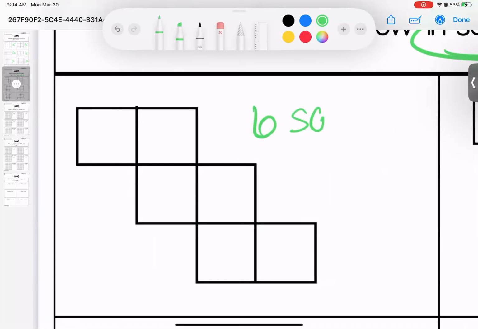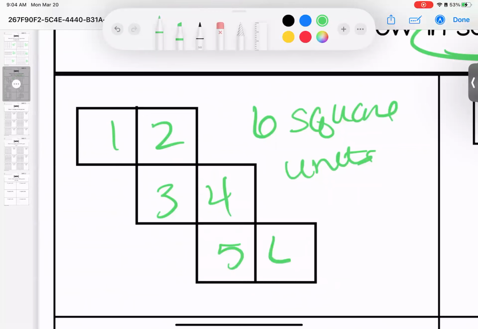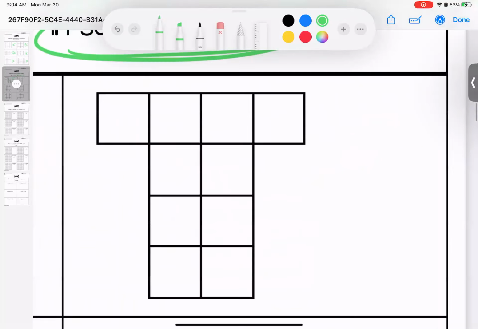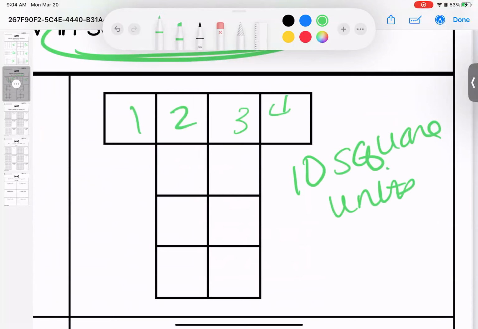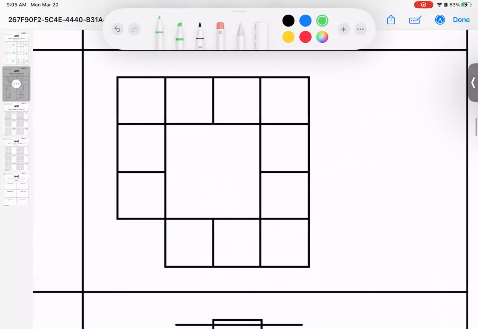This one has 6 square units. And I know that because I have 1, 2, 3, 4, 5, 6. Over here, if I count these up, I have 10 square units. Again, I can put a number in each of them. I can use my finger. I can count them in whichever way works best for me and the way that I like to think.